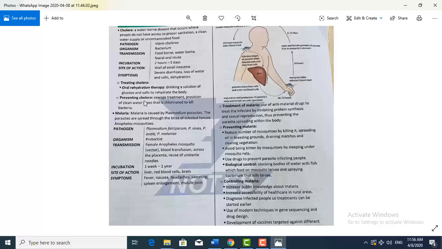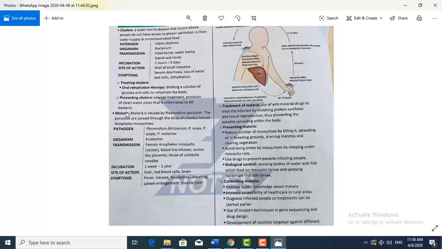Preventing cholera. Another major cause of cholera is not being able to access clean water, and the sewage is mixed with the water, making it worse. So how do I prevent cholera? I would have companies or any sort of authority have the sewage treated, and also provide clean water pipes that are chlorinated to kill bacteria. That's why we add chlorine to the water in order to kill the bacteria.